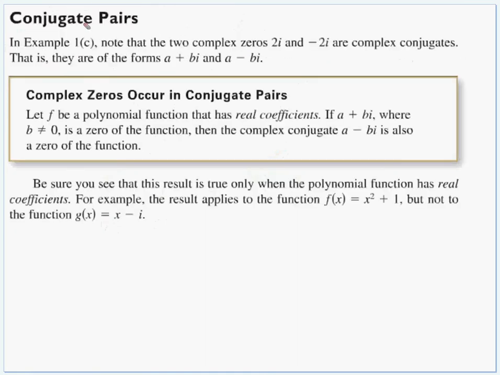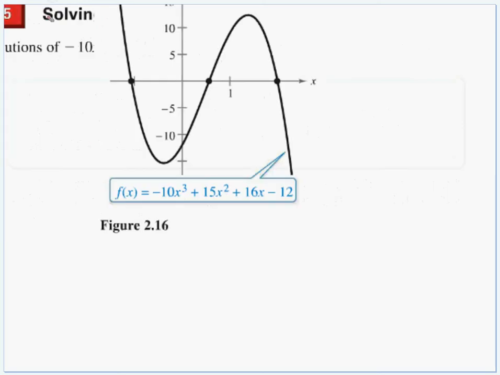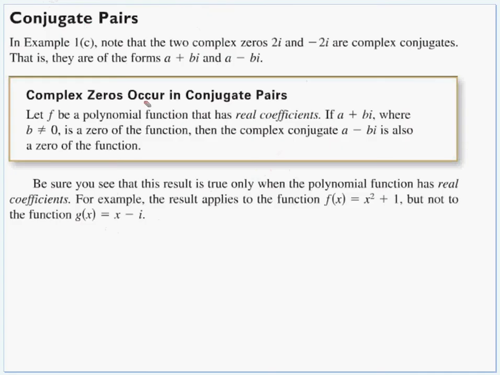Oops. Conjugate pairs. In 1C, which one was that? Oh, that was way back in the last video. Note that two complex zeros, 2 times I and negative 2 times I, are complex conjugates. That is, they're in this form, a plus b times I and a minus b times I. So this little box here says that complex zeros only occur in conjugate pairs. If there's one, there's always another.